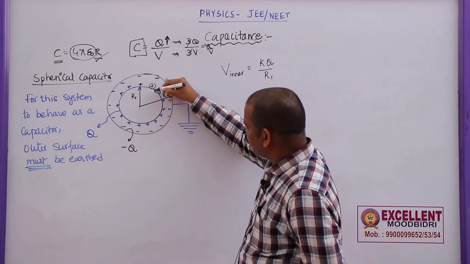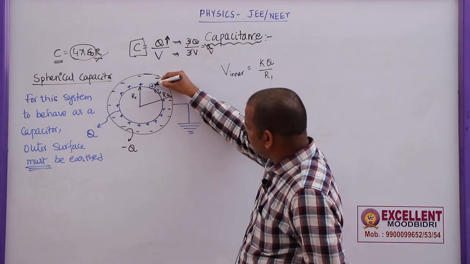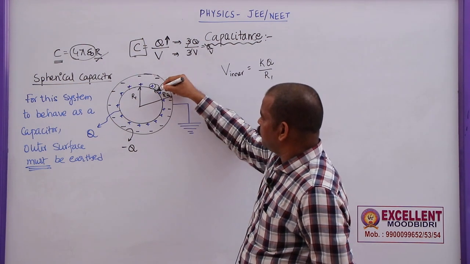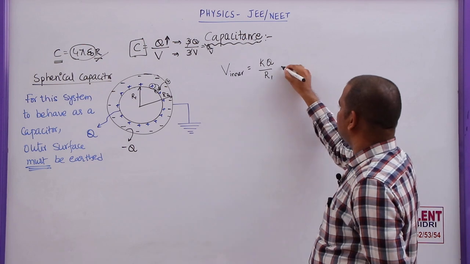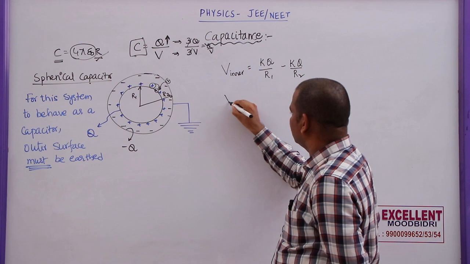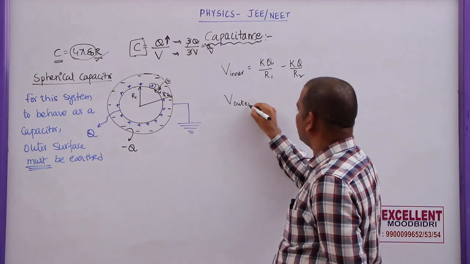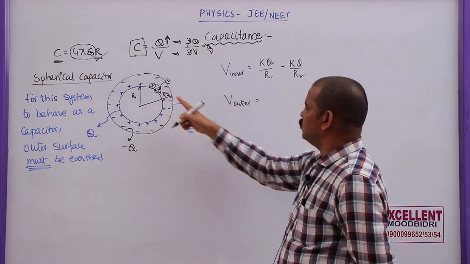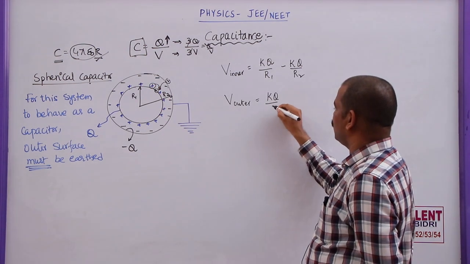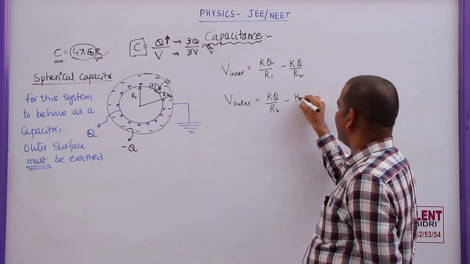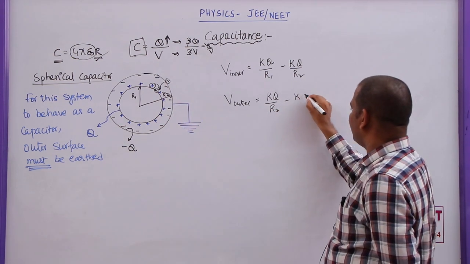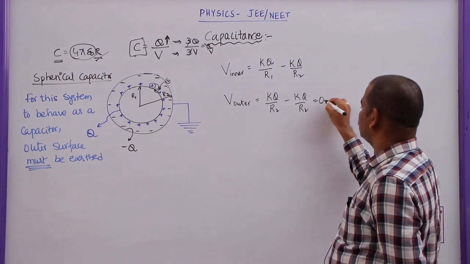But at this point, the potential on this surface is not only due to this positive charge, but also due to the negative charge, because this negative charge will produce some potential at this point, which is given by minus k q by r2. Similarly, the potential on the outer surface is due to this positive charge as well as the negative charge. So, this is given by k q by r2 minus k q by r2, the potential due to the negative charge, which is 0.